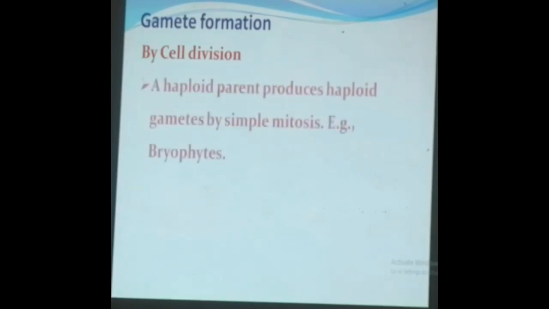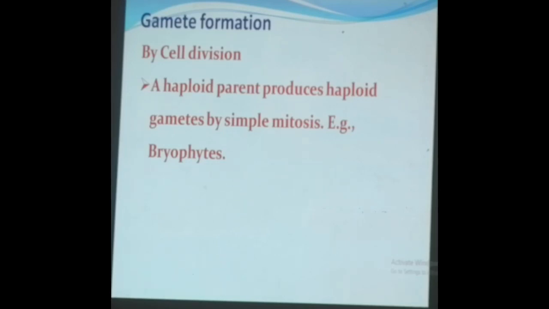Now moving on to the gamete formation. Gametes are to be formed. The process of forming gametes is called gametogenesis. This happens only through cell division. A haploid parent will be producing the haploid gamete with the help of a simple process called mitosis.